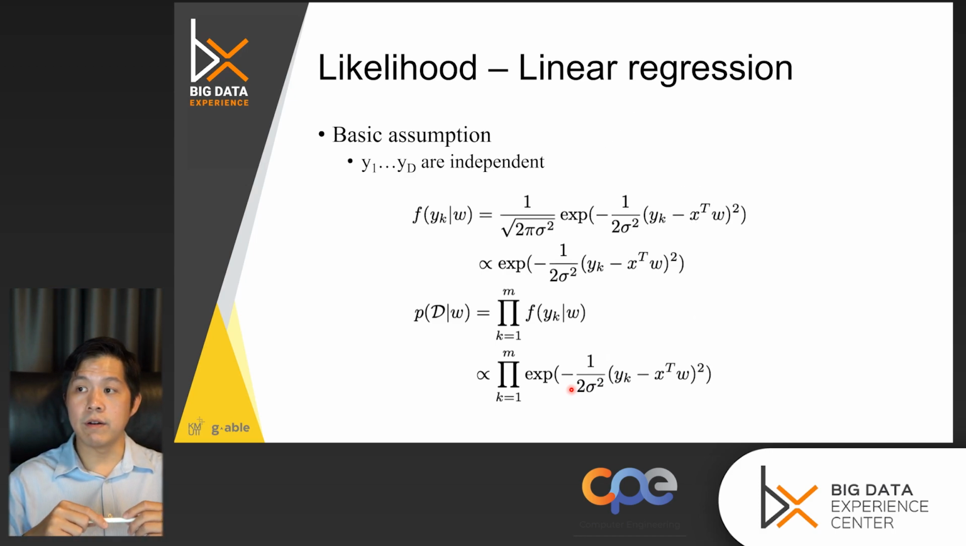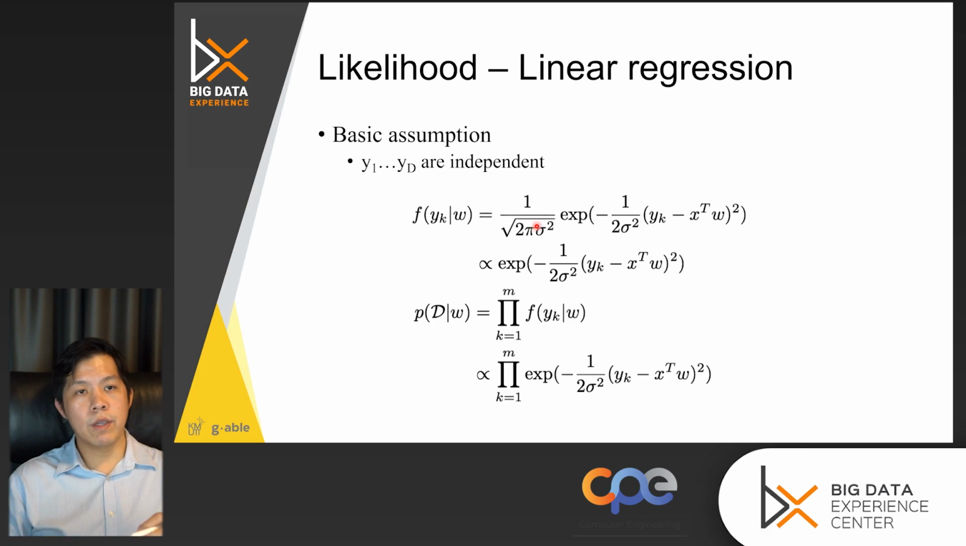Now, if we incorporate this into the likelihood, the likelihood of the linear regression. This is the linear regression, the same one that we talked about in the past few slides. So here we have the basic assumption: the distribution is exponential of y minus the model, squared. You can see that this is directly proportional to this part, so the first part can be disregarded.